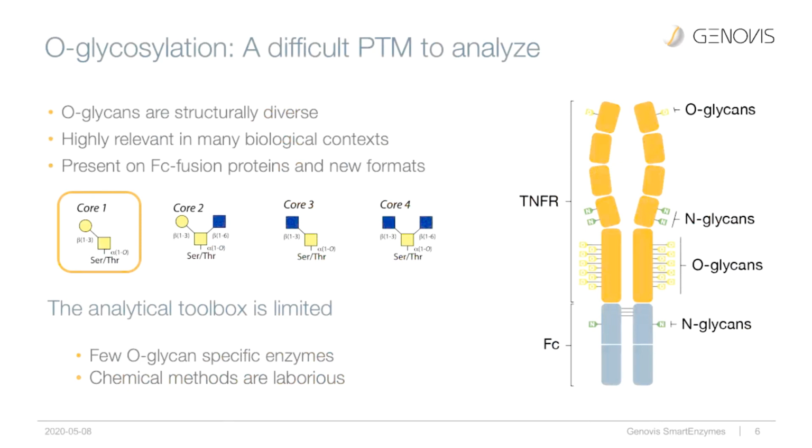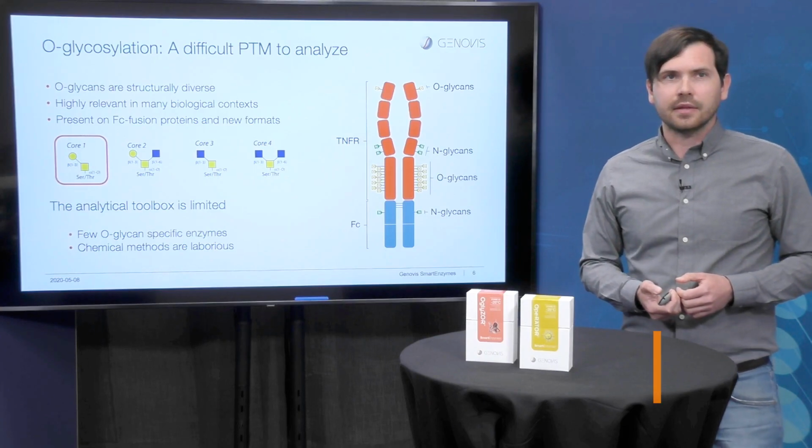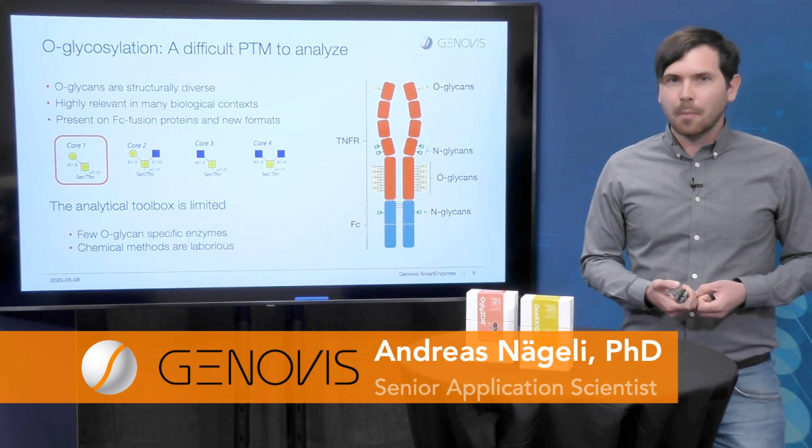An example of such an O-glycosylated biopharmaceutical is etanercept, shown here on the slide, which is a fusion protein between the Fc domain of IgG1 and the TNF-alpha receptor. It's used as an anti-inflammatory drug and is one of the top-selling biopharmaceuticals worldwide today. It has this heavily O-glycosylated domain in the TNFR region that is very difficult to analyze.